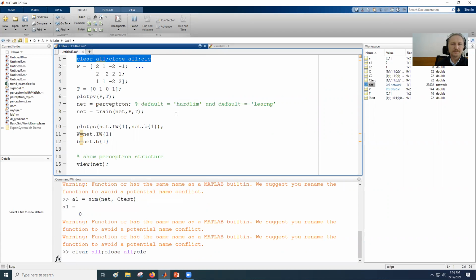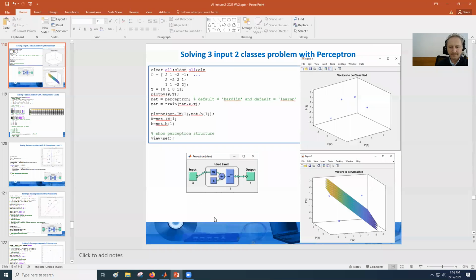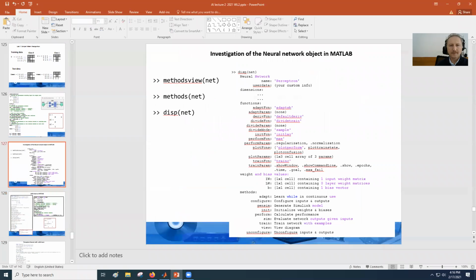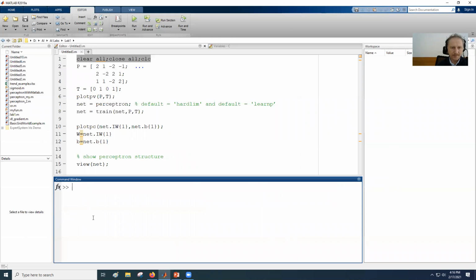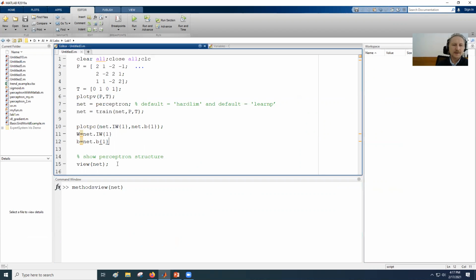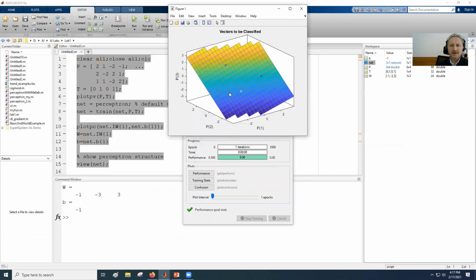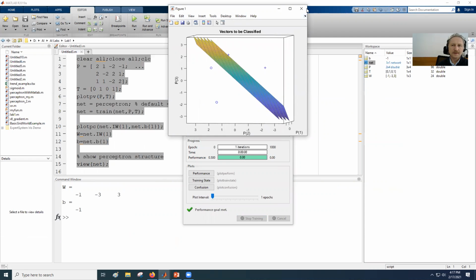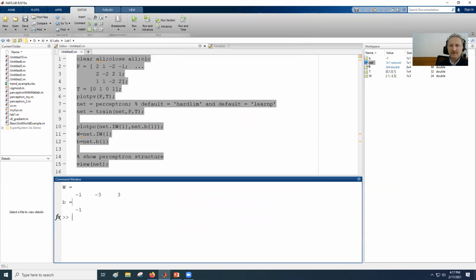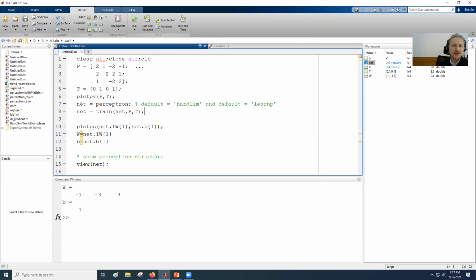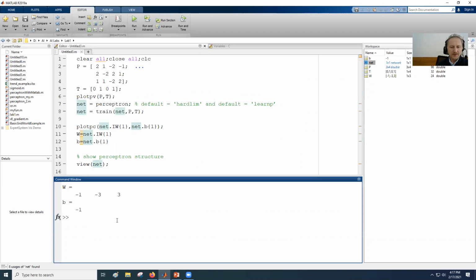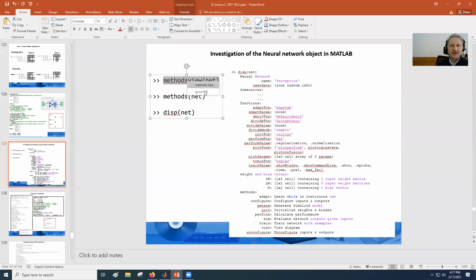Let's clear the environment. Now our aim is to investigate our objects. We know that when you run this one, it will solve one problem: it is separating these two classes. The training algorithm will train our perceptron, and it will store the trained network in net. So what can we discover about this net object?